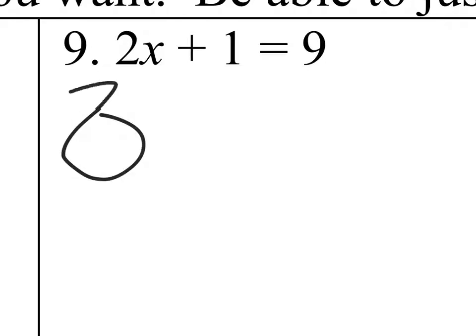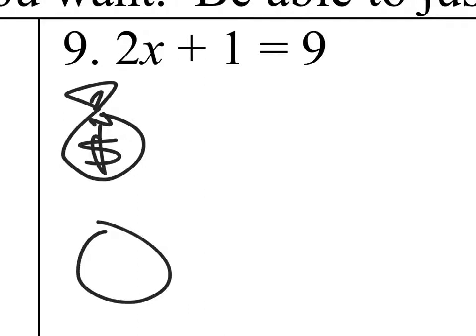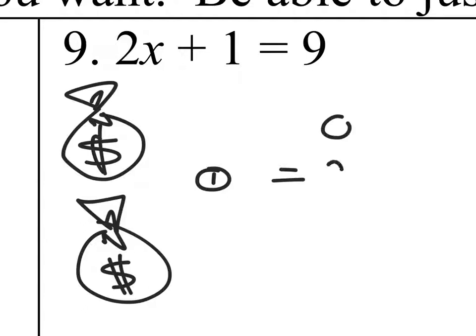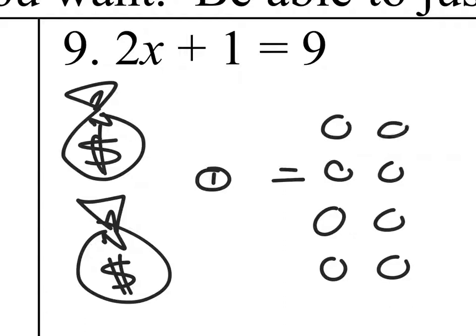So let's show a model on this. This is a money bag that would be full of monies. But I've got 2 money bags. Each money bag represents an x. And then I've got another coin right here. Now this equals 9 coins. 1, 2, 3, 4, 5, 6, 7, 8, 9.